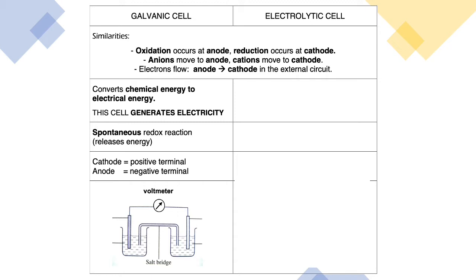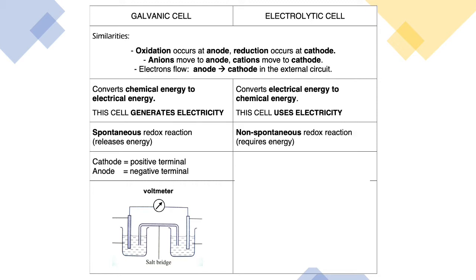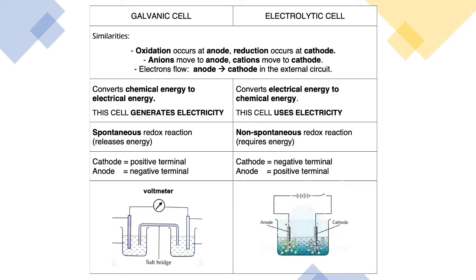For electrolytic cells, it is the vice versa of the galvanic cell: it converts electrical energy to chemical energy. This means these cells need electricity to operate. It is a non-spontaneous redox reaction, and the cathode is the negative terminal, whereas the anode becomes the positive terminal. So this is the illustration of the cell.